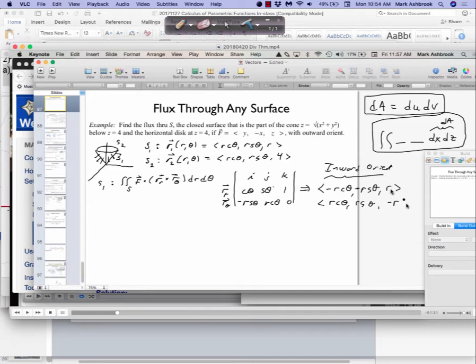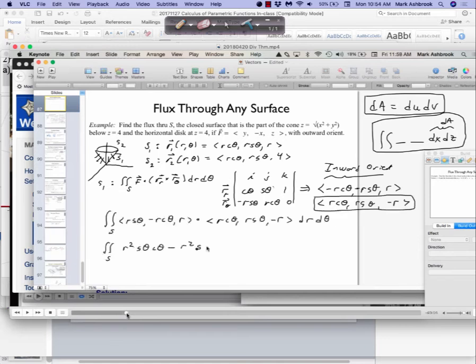R is positive. So there's this question with the cross product of r and theta. We don't have a right-hand rule because theta and r are a different kind of coordinates than rectangular coordinates. So the question is, should you do r cross theta or theta cross r? Well, if you want inward orientation, you want your z to be positive, and so you pick the one that has this positive z. Okay?